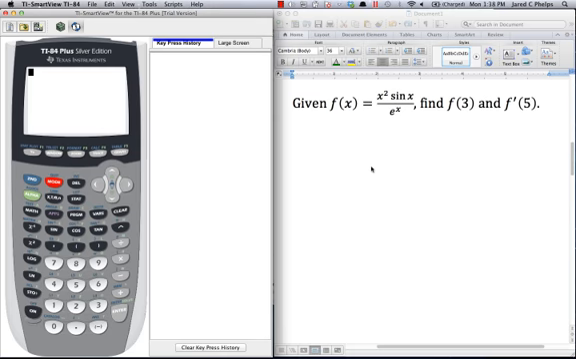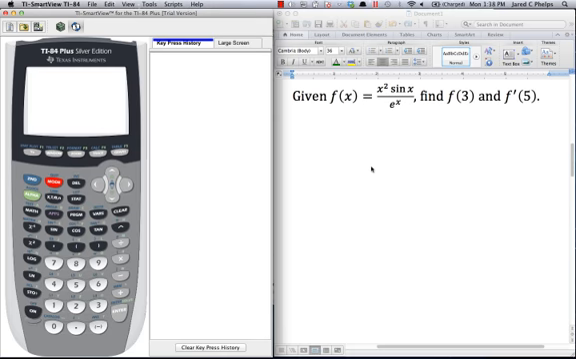I want to say, given f of x equals x squared sine x over e to the x, find f of 3, so evaluate the function at 3, and then find f prime of 5. So first, f of 3. One option you have is over on your calculator, you can type in 3 squared sine of 3 over e to the third, and you can try just typing that in.